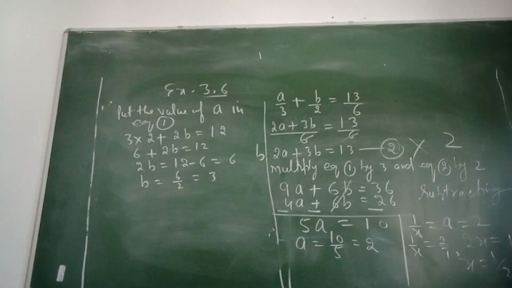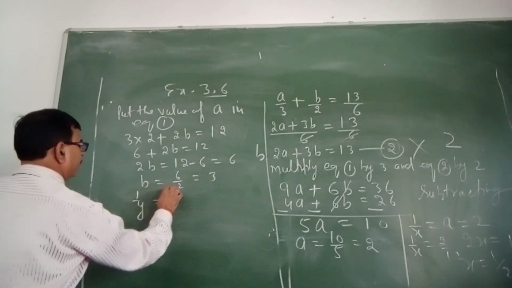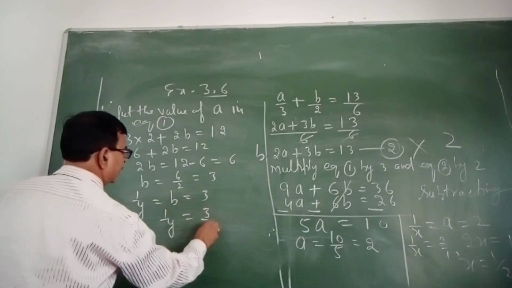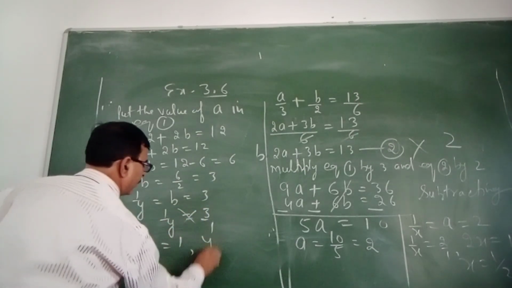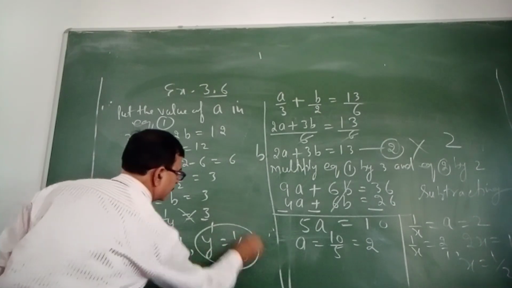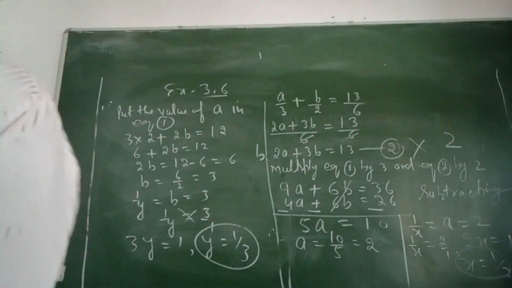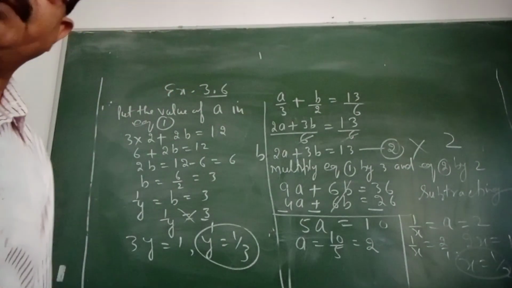So the value of b is coming 3, and b we have taken as 1 upon y. So 1 upon y is equal to 3, cross multiply, 3y is equal to 1, so y is equal to 1 upon 3. So these are the answers: x is equal to 1 upon 2 and y is equal to 1 upon 3. Like this, by reducing, we have solved the value of x and y.